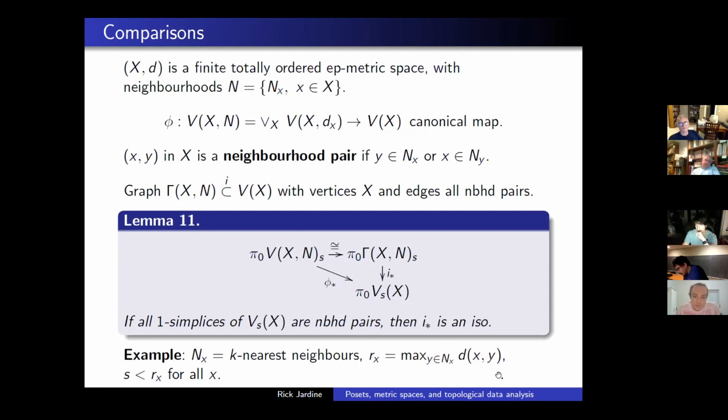This will happen in a totally ordered EP metric space, when you define n of x by k nearest neighbors the way helium mechanists do. You take r of x to be this maximum distance from x to all the points in its set of neighbors. And you take this number s to be less than r of x for all x. That means everything in distance less than s is in this set of nearest neighbors. So you get an isomorphism there in that case. And so for s less than all these r of x's, this canonical map from Vxn to Vx induces an isomorphism in path components.